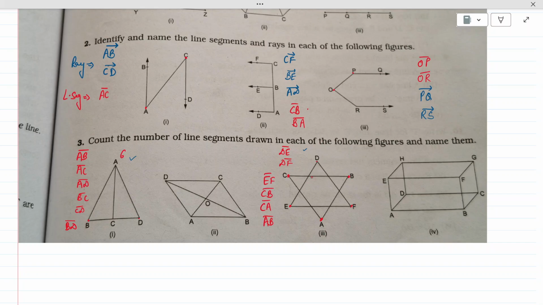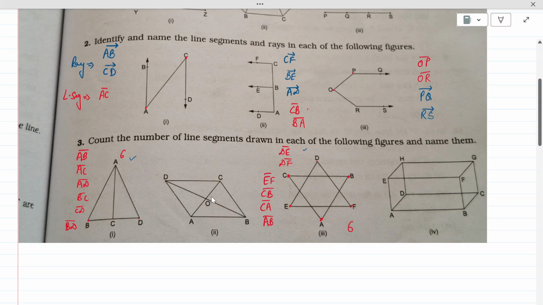Okay, see kids, we have these points, but again, they are not named or numbered as points, so we cannot take them as line segments. So how many line segments do we have here? 1, 2, 3, 4, 5, 6 again. We have 6 line segments in this figure.